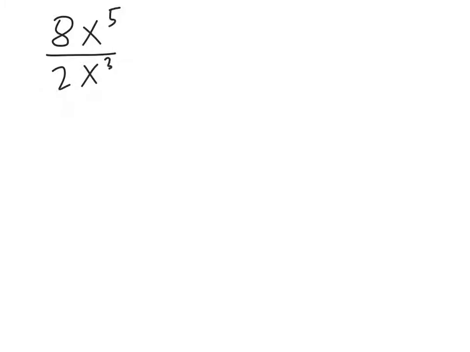So now let's look at some examples of dividing monomials. So just like with multiplying, with dividing, you do everything separately. So here we have 8 divided by 2, which will be 4, and then x to the 5th divided by x to the 3rd. So that's where we subtract the exponents. So 5 minus 3 will give us 2. So x squared.